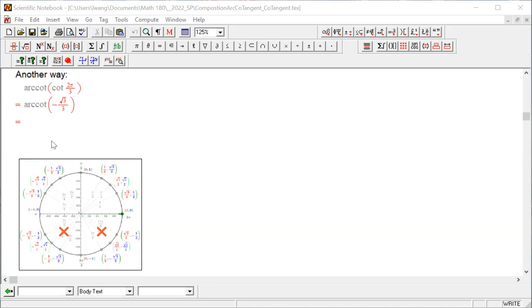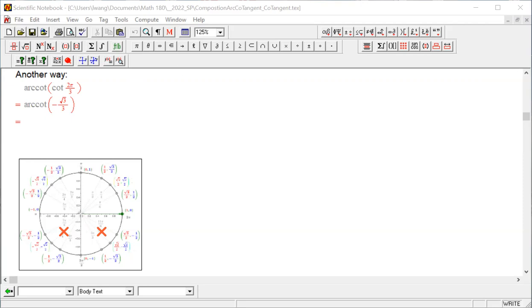So for that ratio of negative root 3 over 3, the red number divided by the blue number equals negative root 3 over 3. It cannot be anything in the first quadrant. It has to be in the second quadrant, right? So we found it. It cannot be this one. It must be this one.